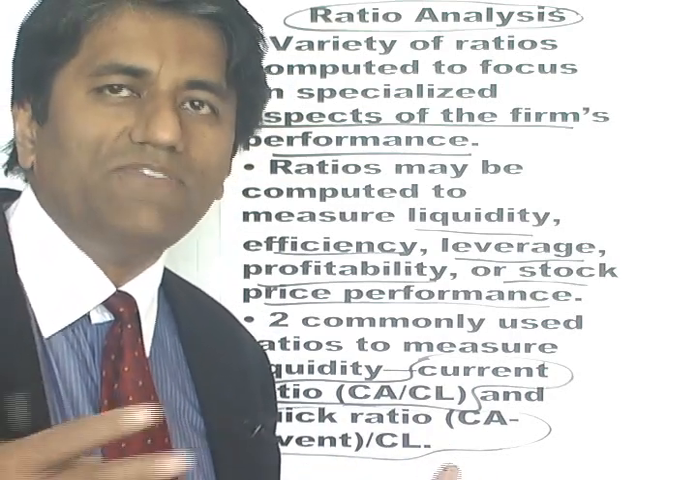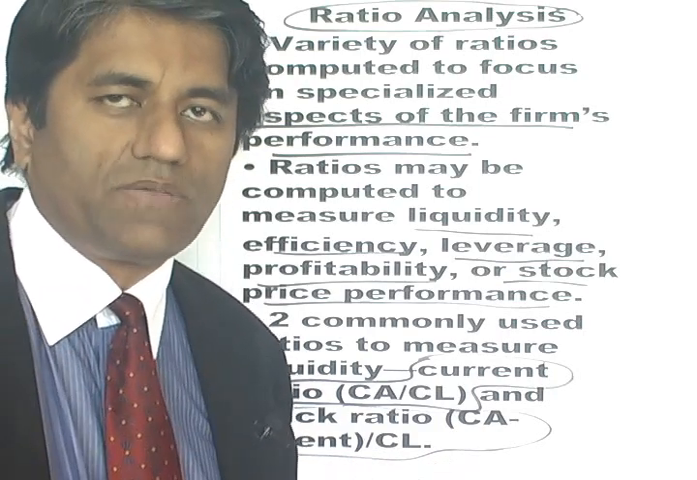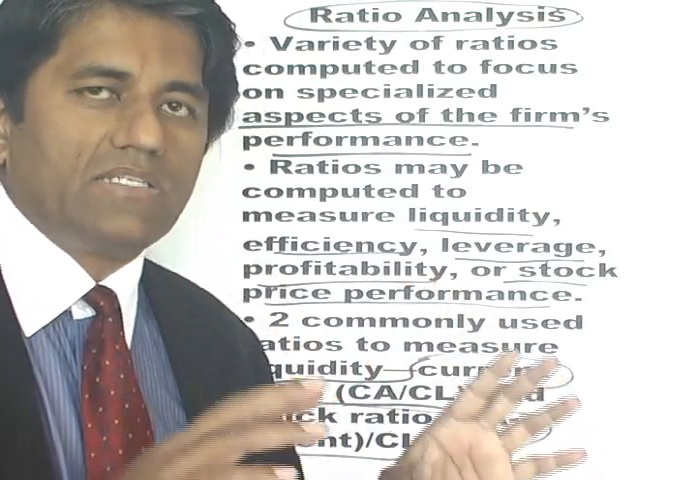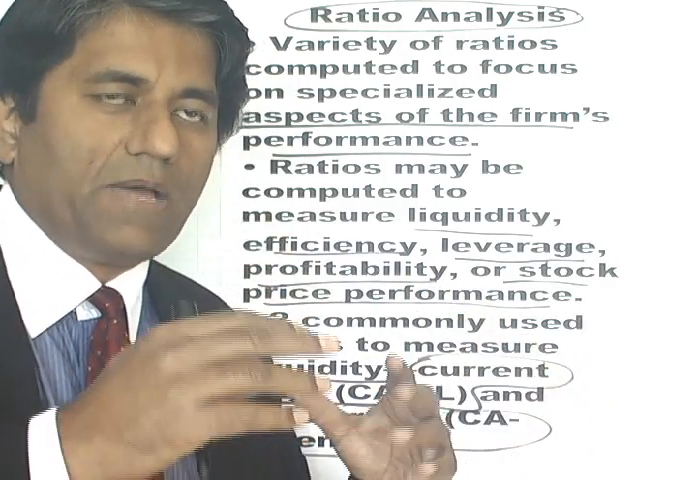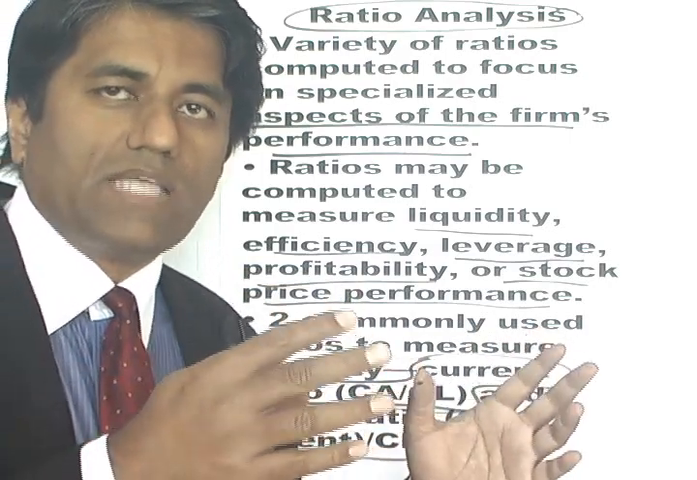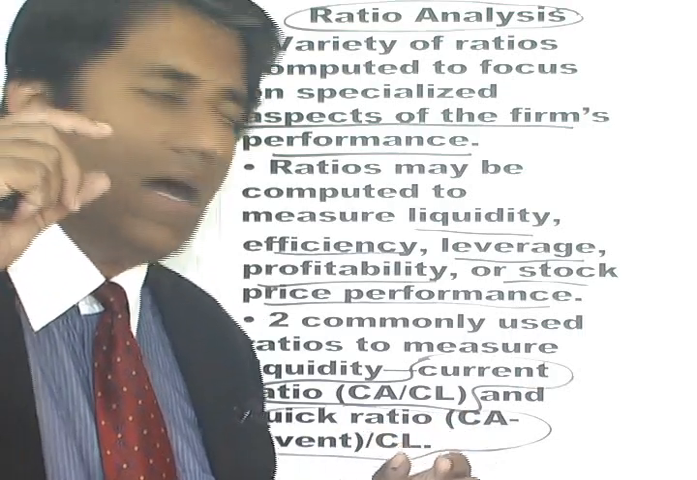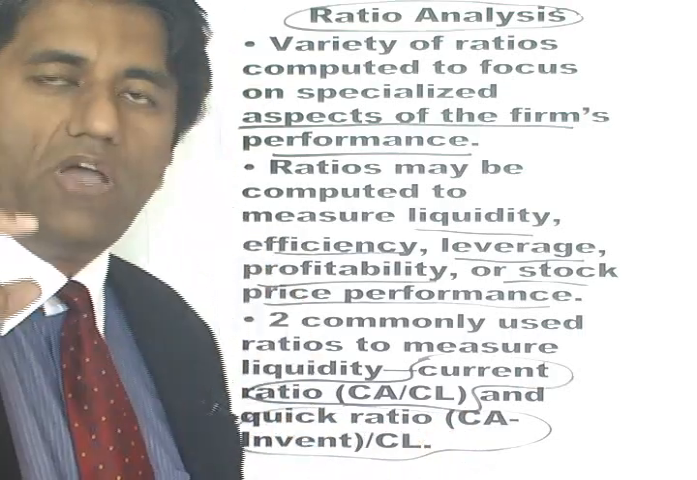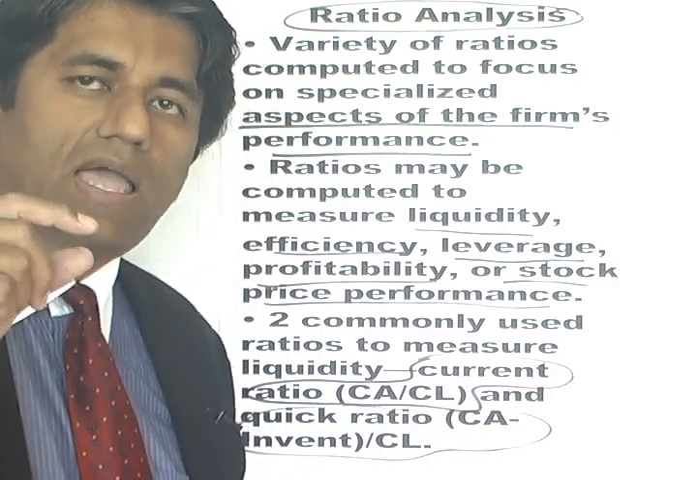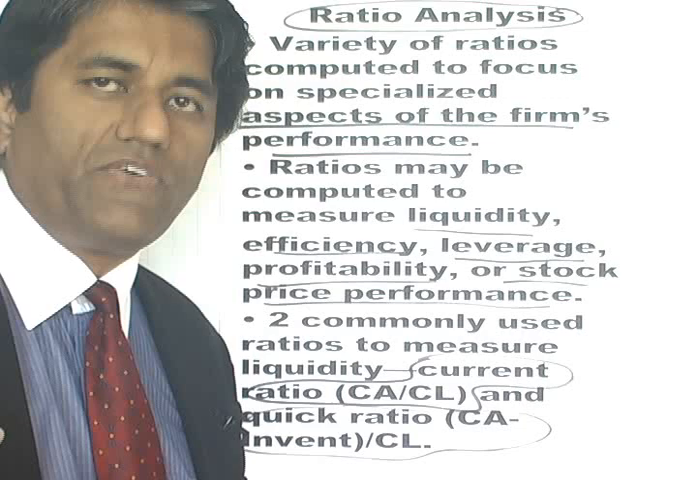Well, inventories may actually not be very easily convertible to cash. So what you're doing here is that you're excluding inventory and you're just looking at the assets which the firm has which can be quickly converted to cash, for example, cash and equivalents. So the quick ratio is a more severe test of the firm's ability to meet its short-term liabilities because it excludes inventories.